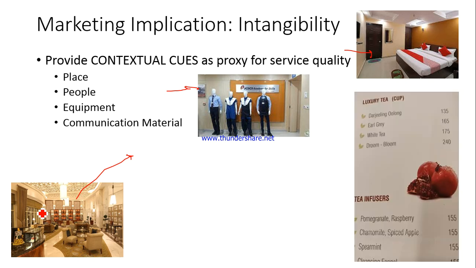Then the communication material that you have, the material which you use to communicate to the customer. For example, have a look at this menu card from a hotel. Can you tell me what kind of hotel it looks like? Does it look like a hotel in Pithoragarh like a Meghna, or the more premium class hotels in Pithoragarh like Meghna or Satkar? Does it look like that? Have a look at the price. Luxury tea, Darjeeling Oolong, and the price is 135 rupees per cup.